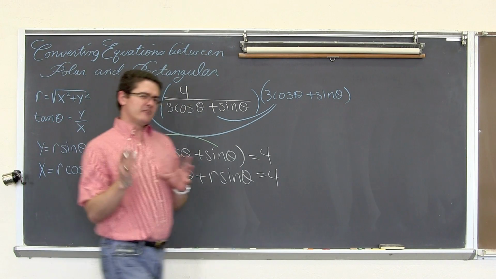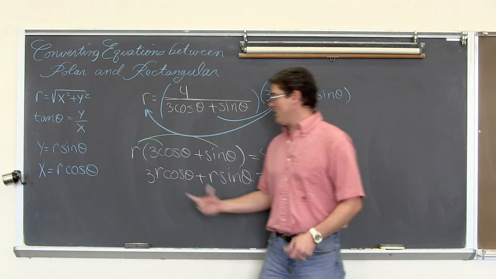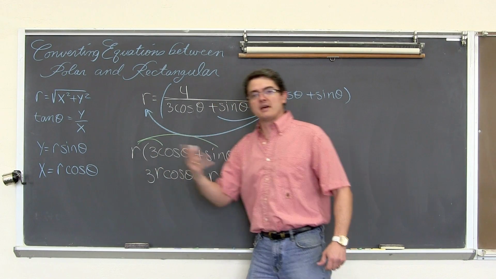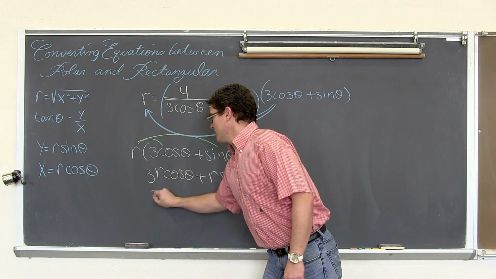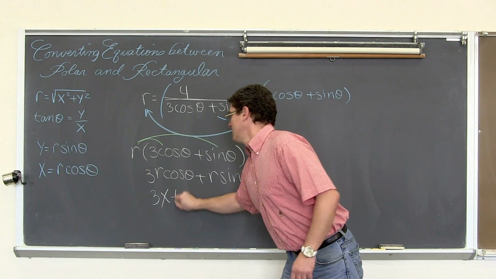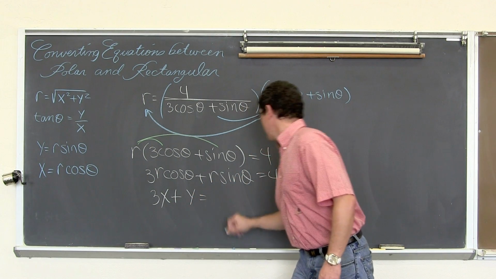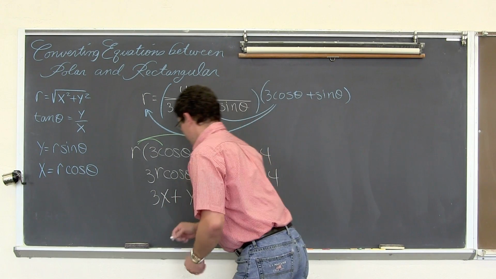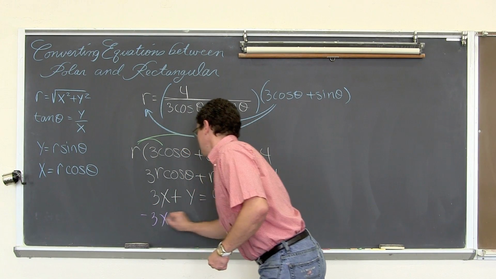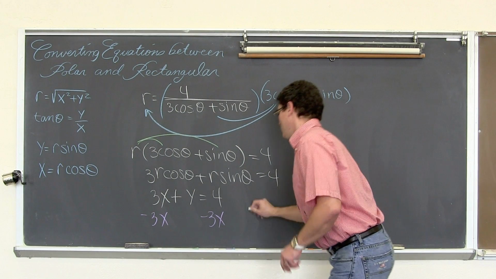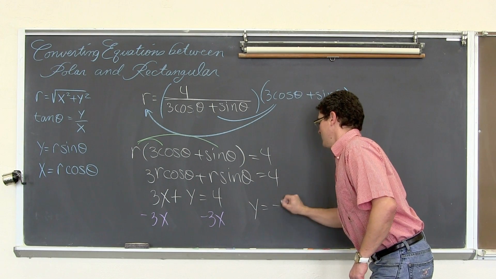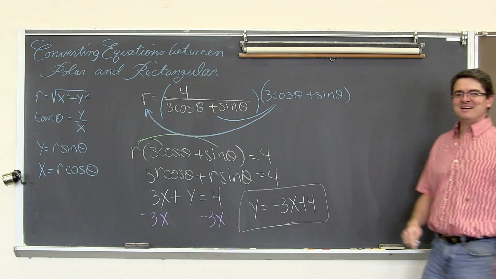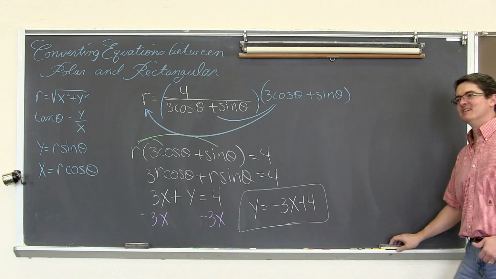Well, I've done a little bit of algebraic manipulation, and now I've got that r cosine theta set up and the r sine theta set up. So this is going to be 3x plus r sine theta is y equals 4. I'm going to subtract that 3x from both sides of the equation and get y is equal to negative 3x plus 4. Bam! Going from polar to rectangular. Okay.